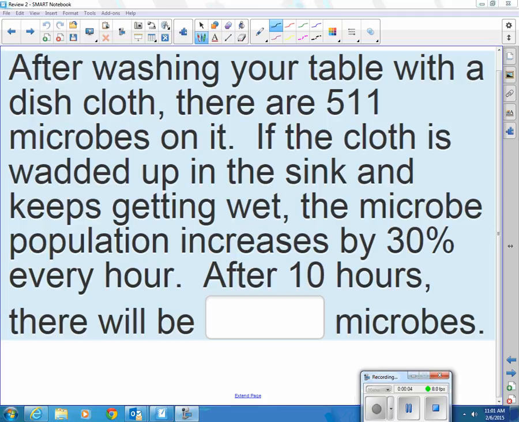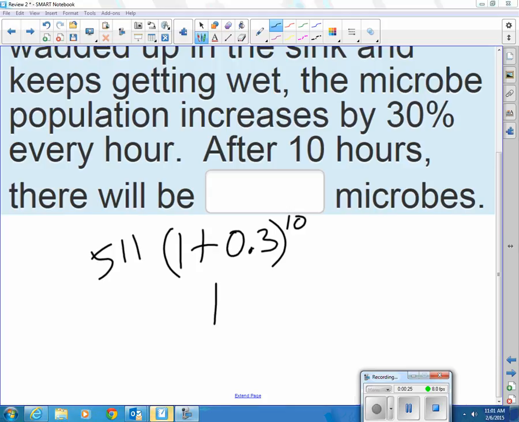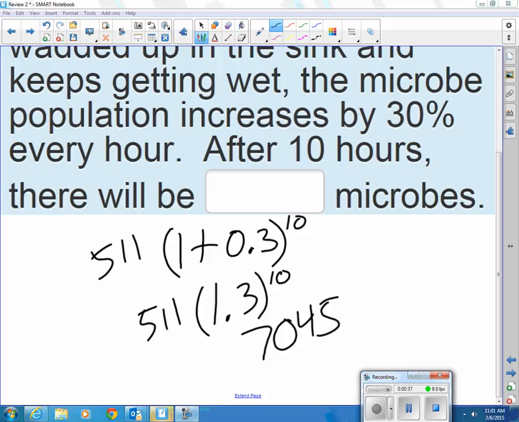Okay, start out with 511 microbes, increasing by 30% every hour for 10 hours. So I do 1 plus 30%. So 1 plus 30% is 1.3. Raise that to the 10th power times 511 gives me a value of 7,045. Rounding it.